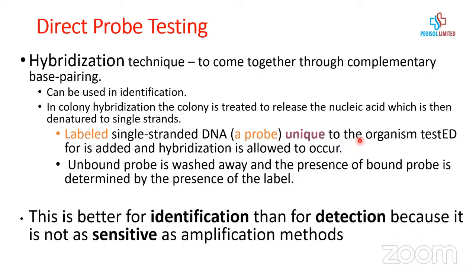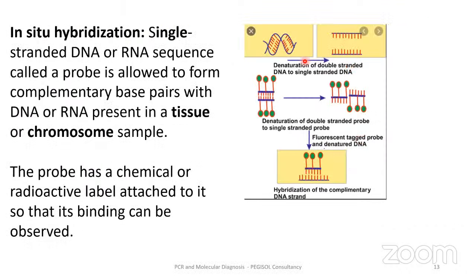In some techniques, the moment the sequences have hybridized, you can use things like fluorescence or dyes or a change in color to be able to see that hybridization has taken place. So let me go to the next stage, and then we'll look at what happens when complementary genes have hybridized. Remember that this technique is used for identification, not for detection, because it is not as sensitive as the amplification method. So let's look at the hybridization method in its context.